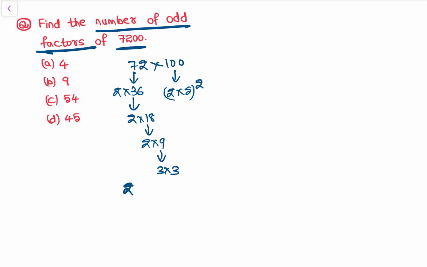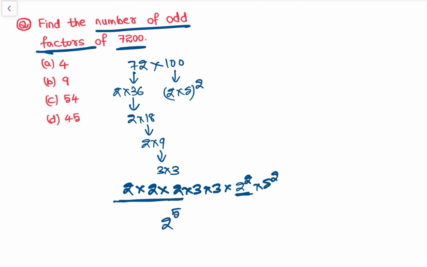So that is 2 into 2 into 2 into 3 into 3 into 2 square into 5 square. So this is 2 cube into 2 to the power 5. So that is 2 to the power 3 plus 2, which is 2 to the power 5, into 3 to the power 2 into 5 to the power 2.